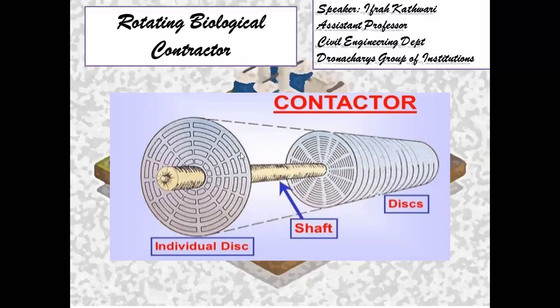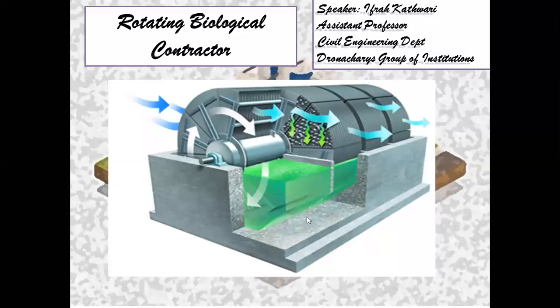Herein we have a shaft over which we have individual discs. Here, as you can see, this is an individual disc, and these are a number of discs combined together. So these are the components of the rotating biological contactor, wherein there is a biological film over these discs. Whenever they rotate over the surface of the wastewater, the microorganisms, or we can say the biological film, cover the surface of these discs.